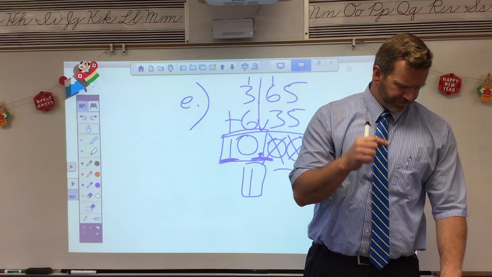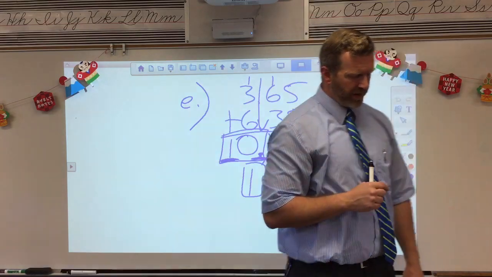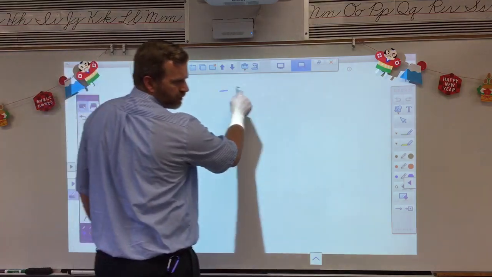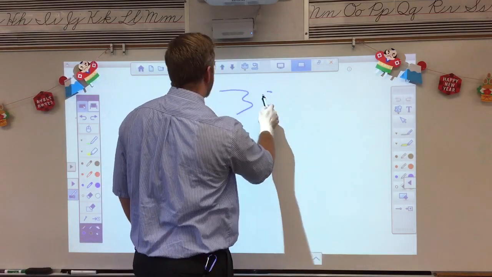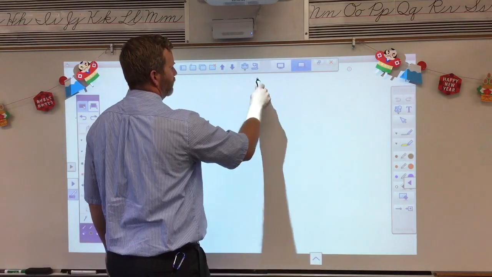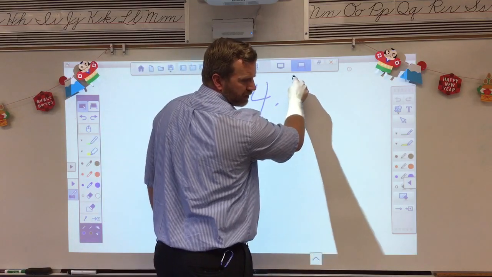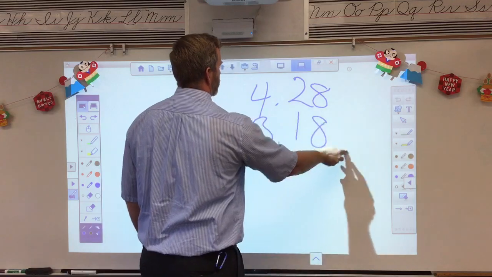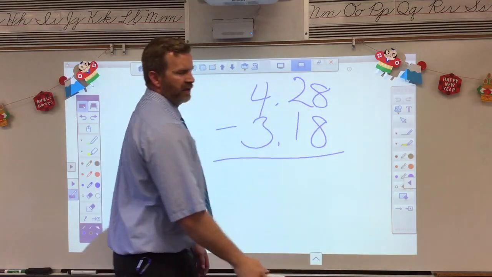Let's do G. 4.28 minus 3.18. Did that wrong. So we got 4.28, 3.18, and we're gonna subtract these guys.